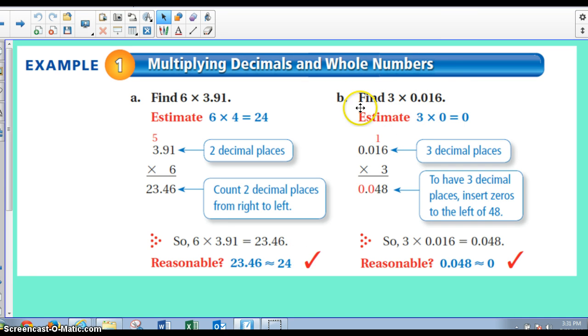Same thing over here. The only difference in your problem is there are 3 numbers to the right of the decimal point. That 0 does count because it's holding a place in the decimal. Again, they did estimation. The estimation was 0, and notice it's 0.048, which is below 1, so your answer is reasonable.